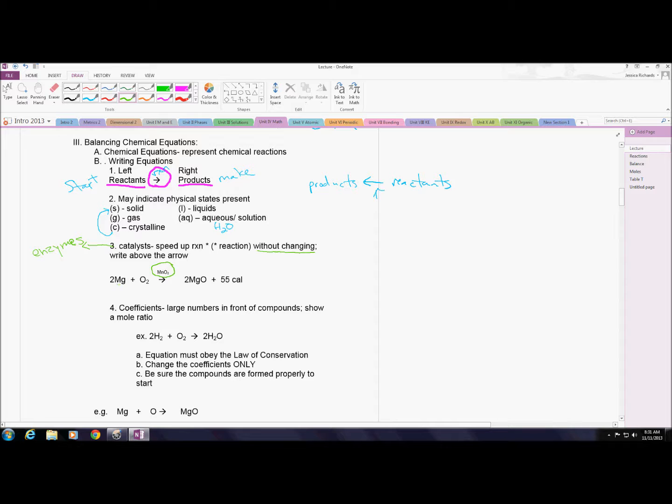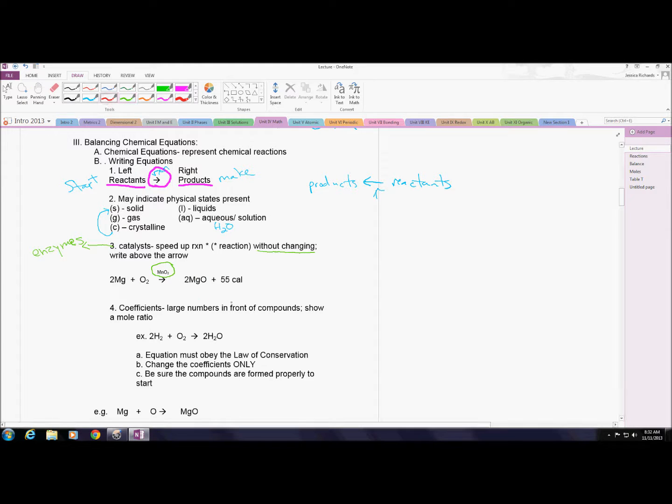So in this reaction of magnesium burning with oxygen, making magnesium oxide, we have 2 pieces of magnesium and 2 pieces of oxygen. So over here we have 2 pieces of magnesium and 2 pieces of oxygen. This catalyst at the top is going to make it happen faster, but we don't have to count these manganeses or the oxygens on either side of our arrow.